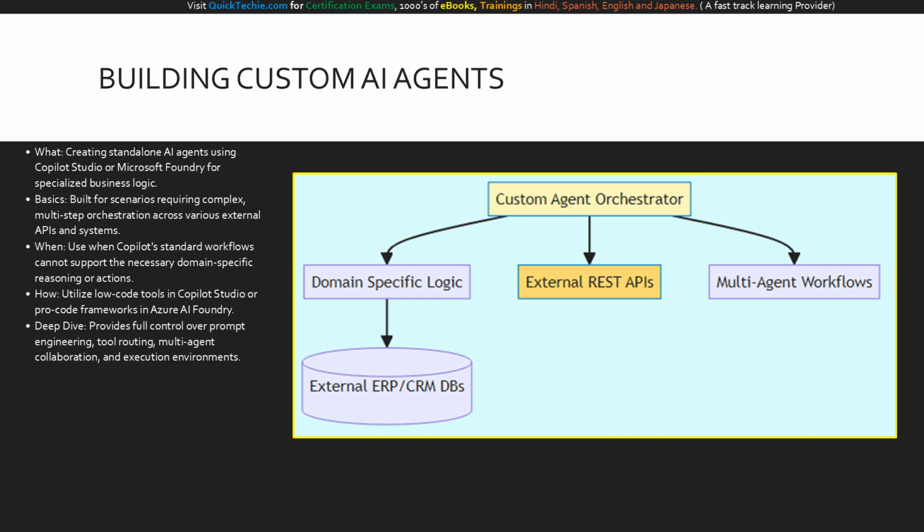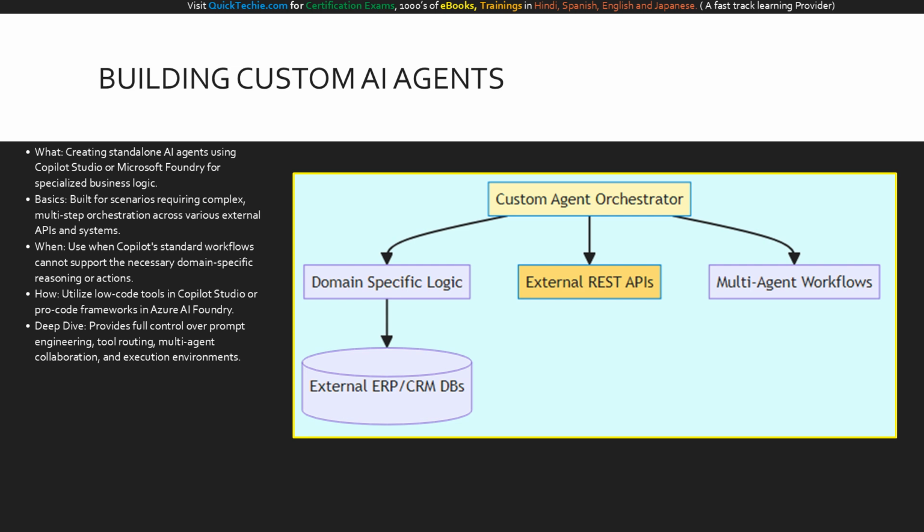When do we build instead of extend? We build when the standard Copilot workflows simply cannot handle the required domain-specific reasoning, or when the agent must operate autonomously without constant human prompting. How do we build them? Solution architects can leverage the low-code interface of Copilot Studio for rapid deployment, or the pro-code environments of Azure AI Foundry for massive scale and complexity.